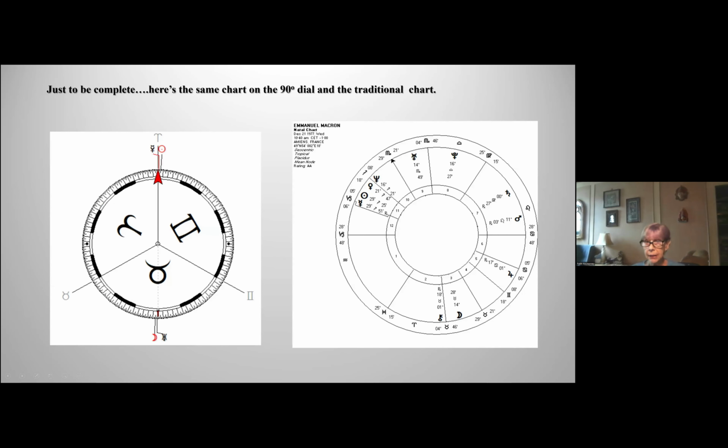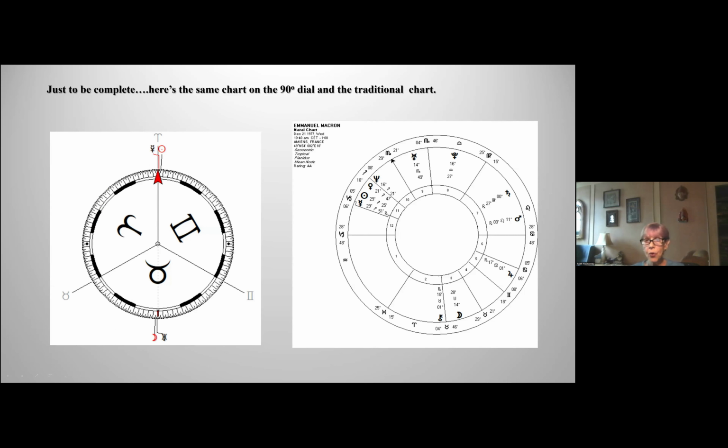Now, just to be complete, here's the same chart on a 90-degree dial. And if this does not sell you on a dial, I don't know what will. Because we see here that the Sun = Moon = Mercury = Uranus. It looks like an opposition. The fact that it's with Aries makes it extra emphasized. And it's just a beautiful example of the 90-degree dial showing aspects.